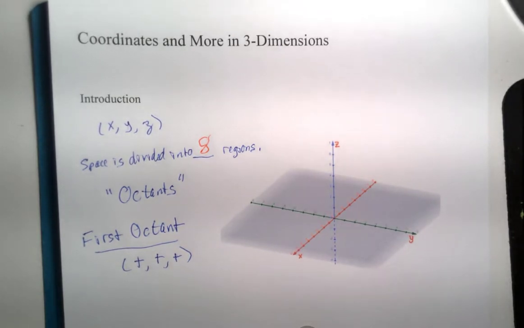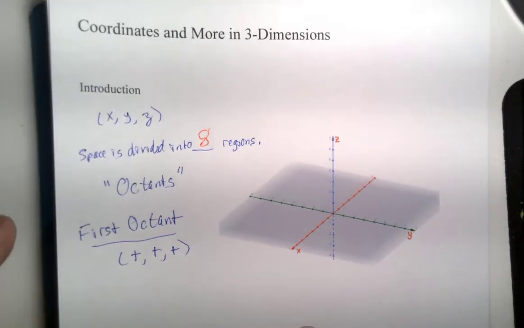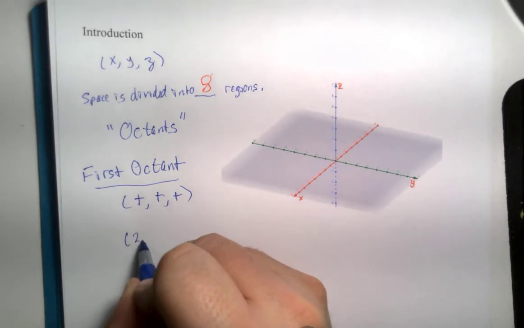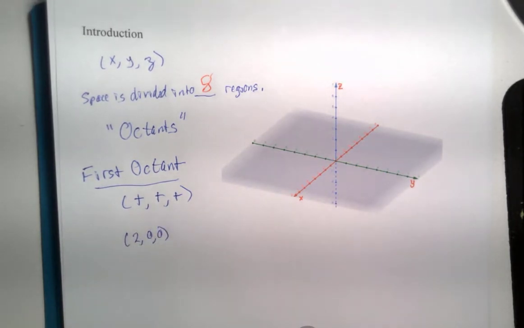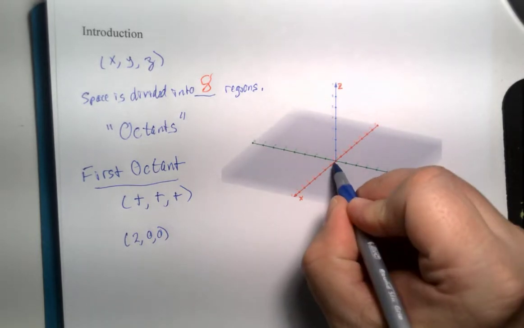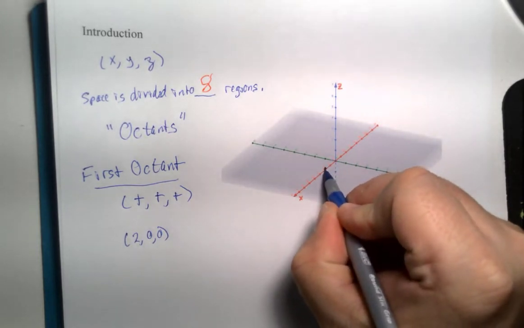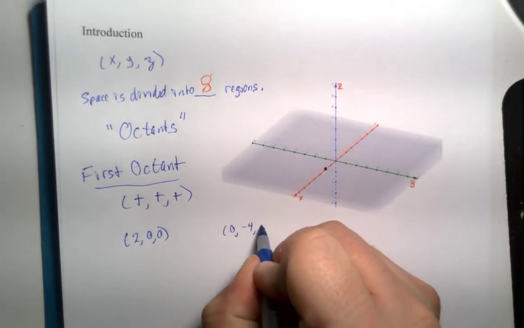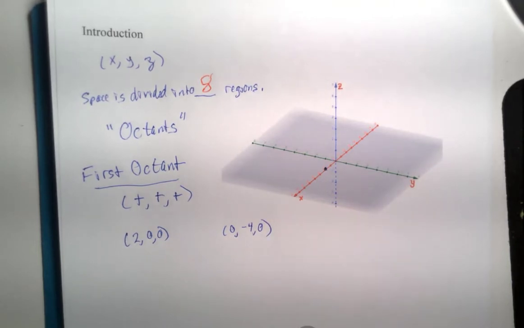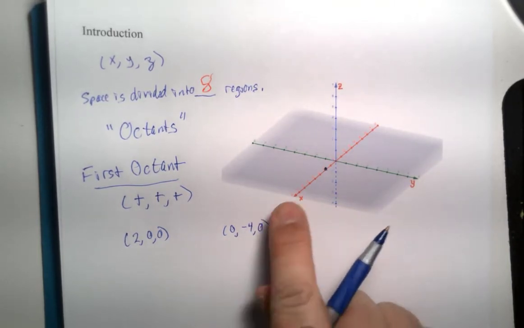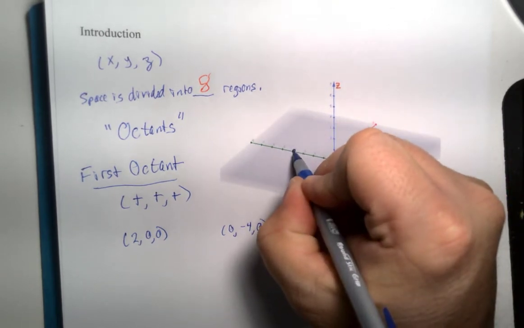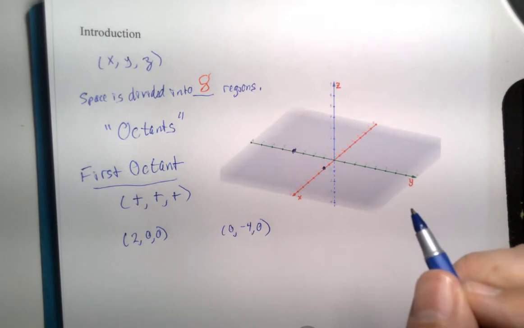Now, let's just try a little trick here. What if we were to want to plot the point (2, 0, 0)? Where would that be? Well, that's right. 2 units over, that would be right here. And where would the point (0, -4, 0) be located? Well, if X is 0 and Y is 1, 2, 3, negative 4, and Z is 0, that's just a point on the y-axis back there.